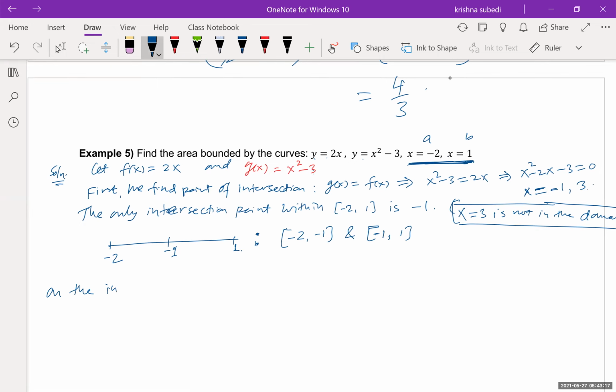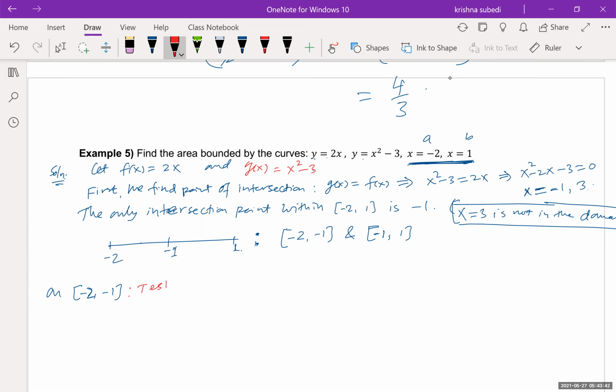Okay, so on the interval -2 and -1, what happens? On this interval, which function is bigger? Well, the easiest method would be to choose any random point between -2 and -1. Any point there.